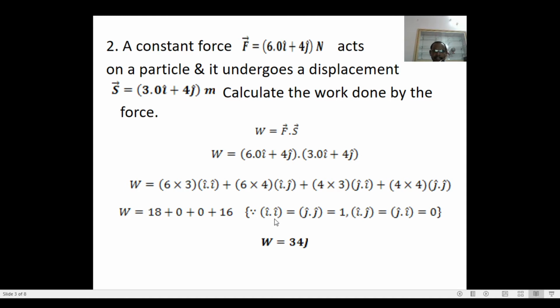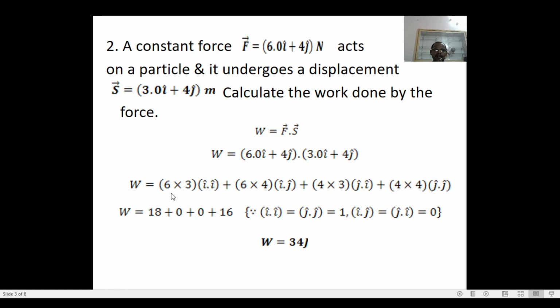Therefore i cap dot i cap is mod i cap into mod i cap cos 0 degree. Similarly, j cap dot j cap is mod j cap into mod j cap cos 0 degree. Cos 0 degree is 1. Therefore, these two terms are equal to 1. And i cap, j cap are normal vectors. Angle is 90 degree. And i cap dot j cap is equal to mod i cap into mod j cap cos 90 degree. Cos 90 degree is 0. Similarly, j cap dot i cap is also 0.